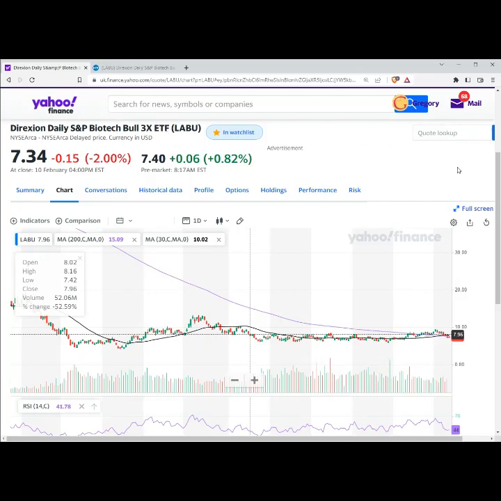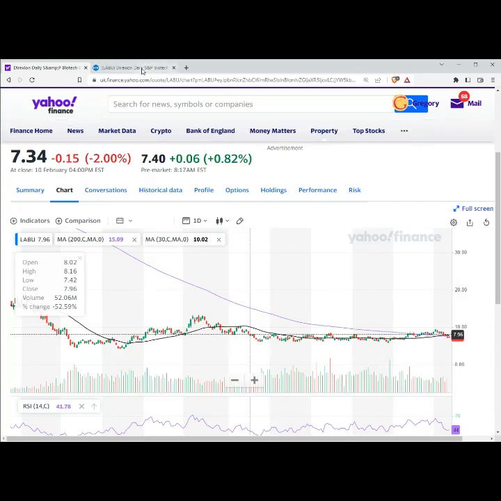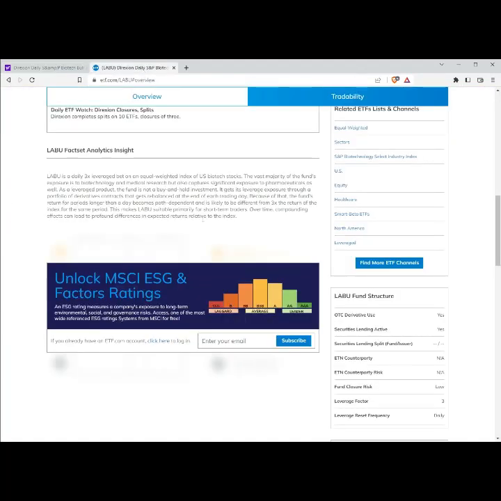So the ticker symbol we're looking at here is LABU. And if you look at ETF.com, it says that LABU is a daily 3 times leverage bet on an equal weighted index of US biotech stocks. In other words, the people that are running this ETF are day trading some biotech and pharma stocks, and they close their positions daily, and they're also borrowing up to 3 times their allocated funds to trade these stocks.